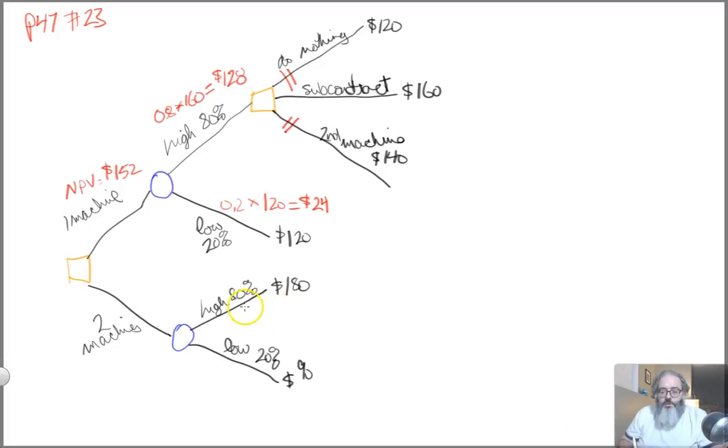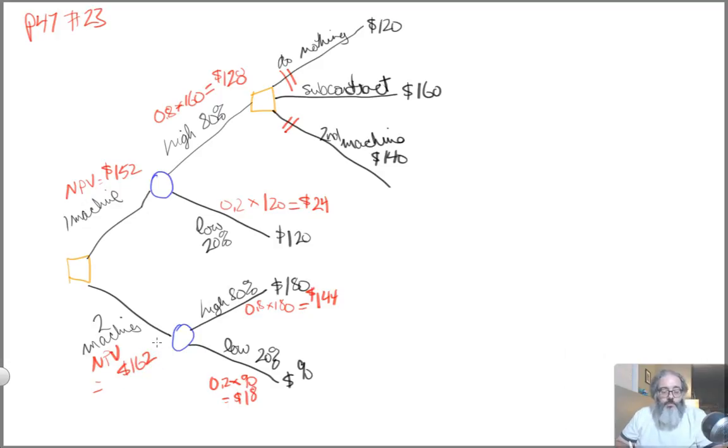Down here, very similar, just the same kind of calculation, 0.8 times 180, and that's going to give us $144,000. Down here we're going to have 20% of 90, which is 18,000, which gives us our net present value of 2 machines, equal to $162,000.